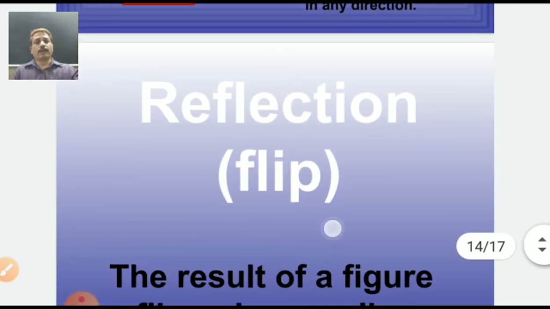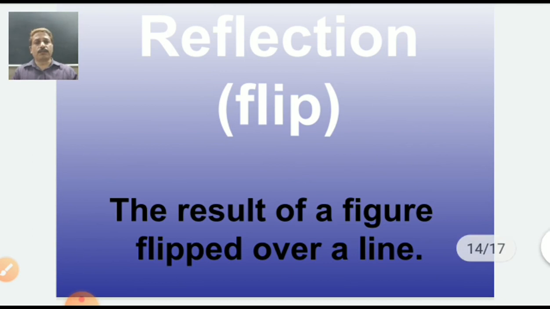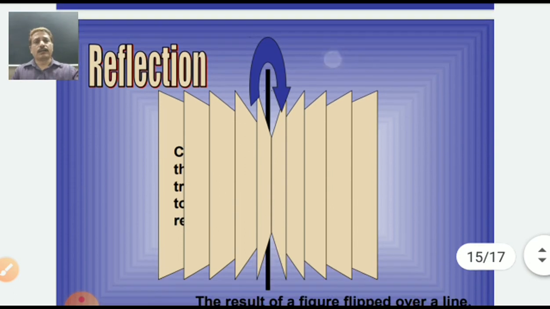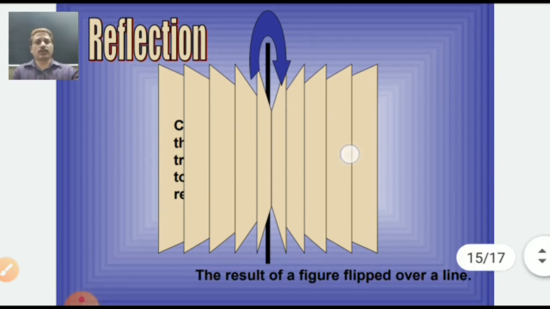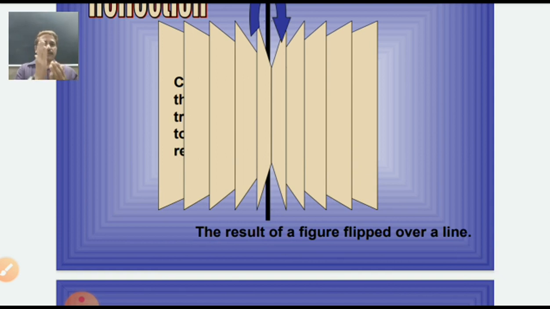Translations, also a new word. Reflection. Flip. The result of a figure flipped over a line. One after the other will come like this. Look here. See. First is a reflection. You just see the half one and keep the mirror. It will show the reflection on the other side. Suppose this is my textbook. I am opening 3 pages according to the picture, and I am keeping the mirror here. I will see the whole book open, full. Half part is there. Second also I will get, double. The result of a figure flipped over a line.